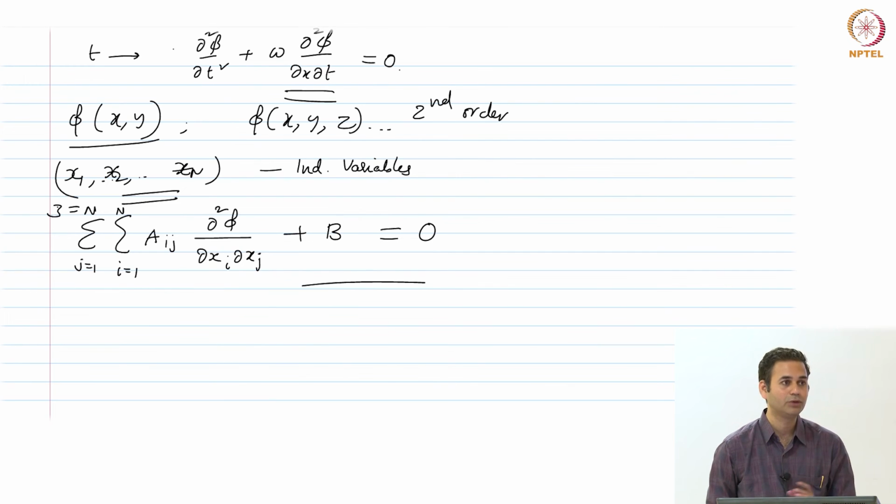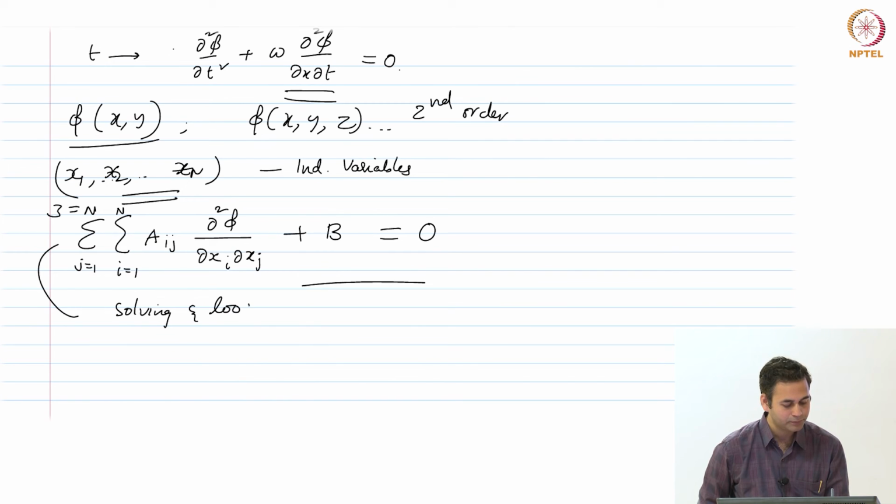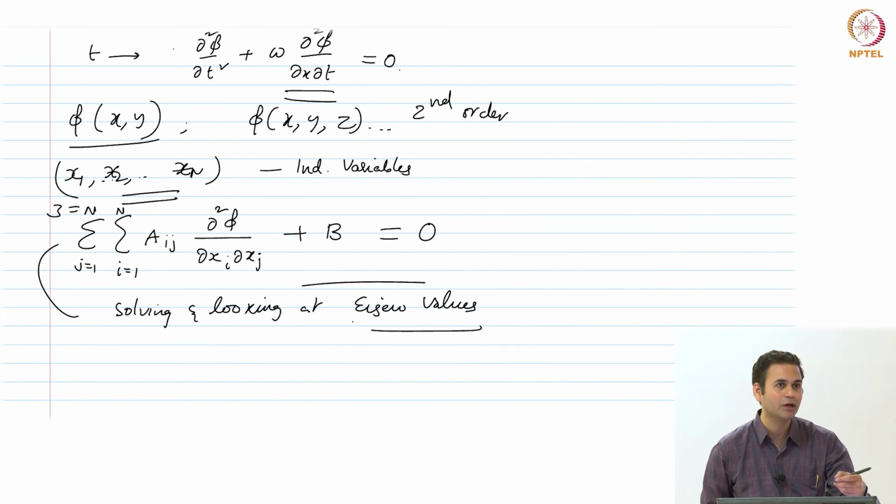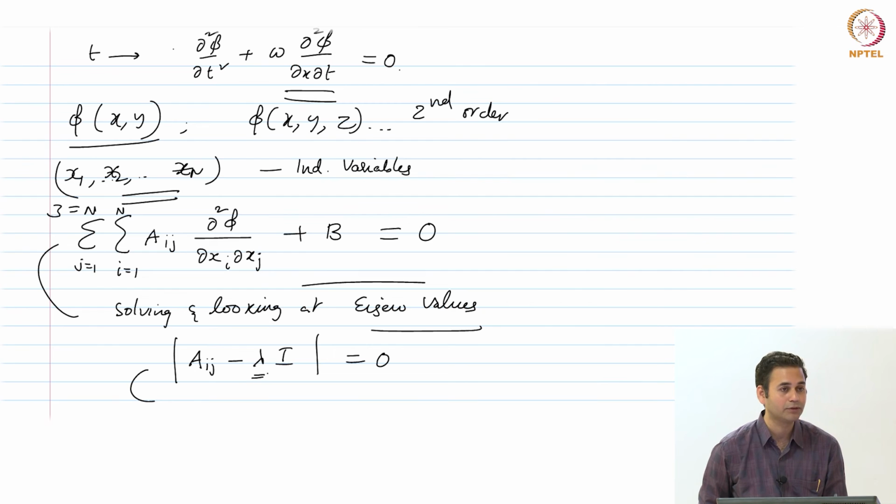Now, what do we do for this? Of course, it is a logical extension of what we discussed. The answer lies in looking at the eigenvalues of this particular coefficient matrix Aij, which is similar to what we have done in the context of just two coordinates. So, we have to construct Aij minus lambda I, construct a characteristic equation like this equal to 0, and look at the eigenvalues that you get here, these lambdas.